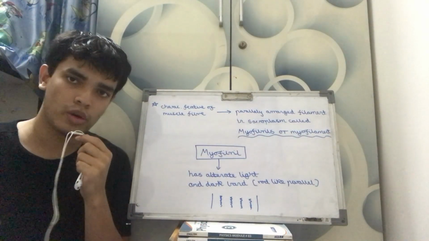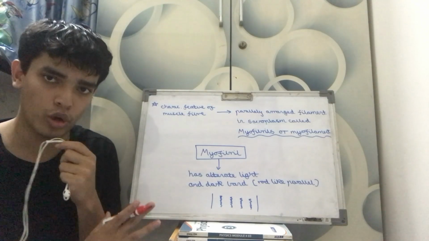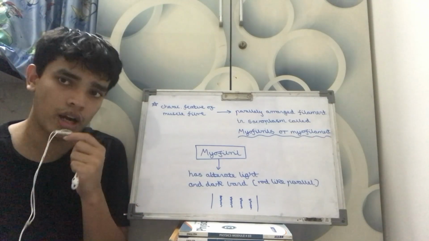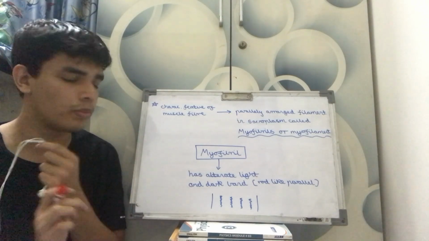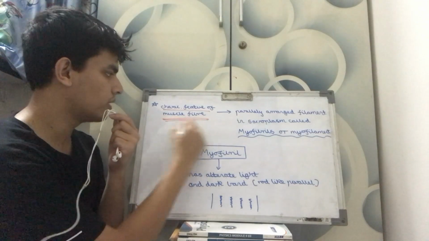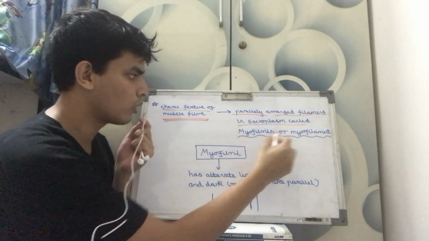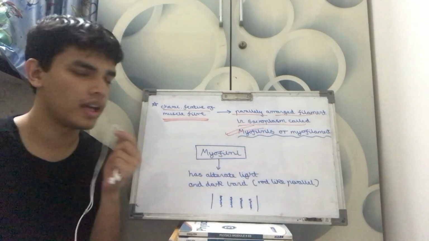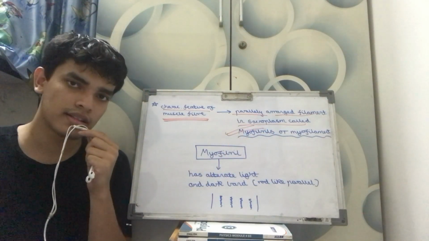Okay. So now we will go further into the structure. Now this is the main important part. This was just the before part, like the classification and bit. This is the main core part. Please pay attention. The characteristic feature of muscle fibers are the parallelly arranged filaments in sarcoplasm called myofibrils or myofilaments. So what is the characteristic of muscle fiber?